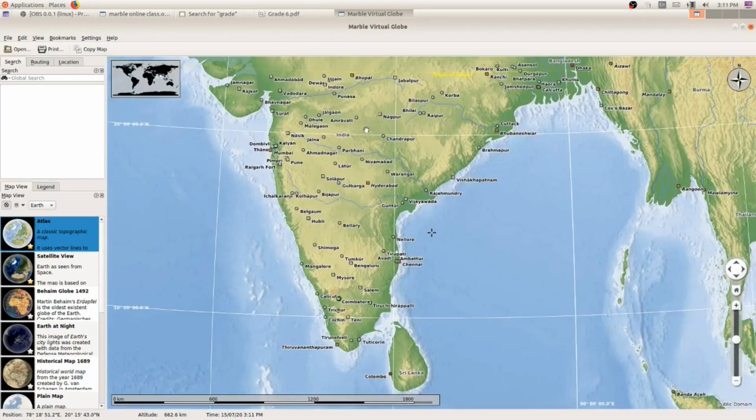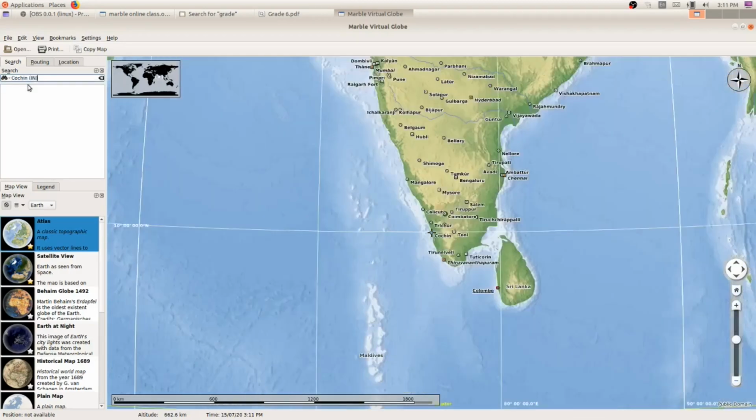So first step is you have to search a place. Here I am going to search Cochin. So in the search box at the left side, you type Cochin. So you can see here Cochin in bracket IN. What does IN stand for? In the last class I have told you. Yes, India. Click on that and you press enter.